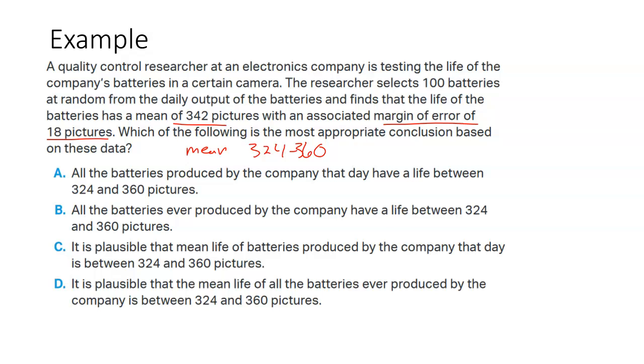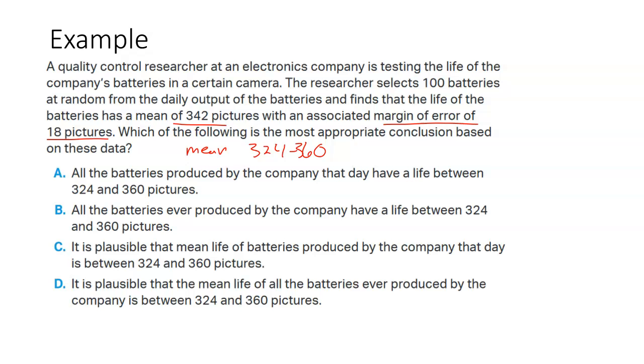Unless you poll every single person on the planet, you're not going to get a poll that is 100% accurate on any given subject. Unless you test every single battery that comes through that manufacturing plant, you're never going to know for sure what the true mean is. So that's why we have margin of error.